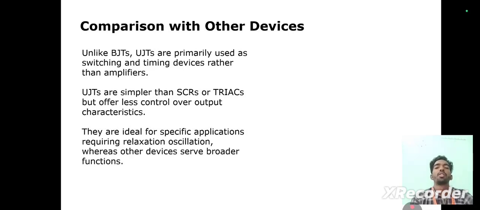Comparison with other devices. Unlike BJTs, UJTs are primarily used as switching and timing devices rather than amplifiers. UJTs are simpler than SCRs and triacs, but offer less control over output characteristics. They are ideal for specific applications requiring relaxation oscillations, whereas other devices serve broader functions.